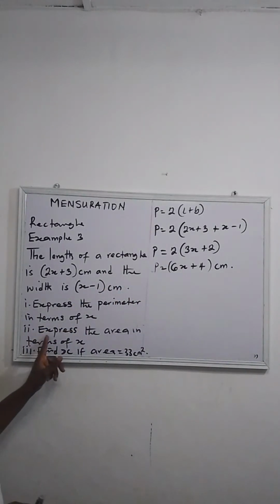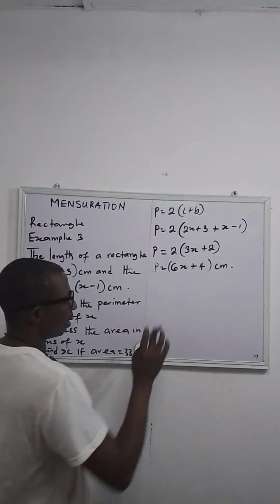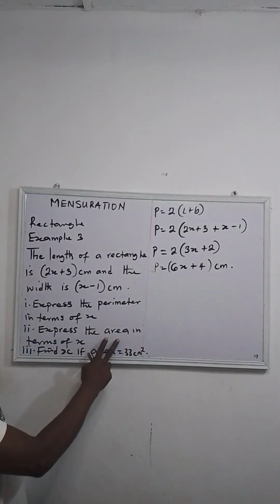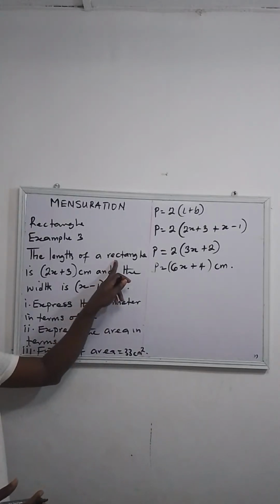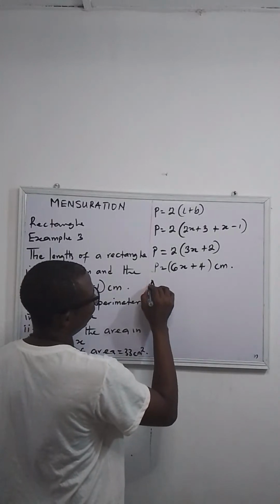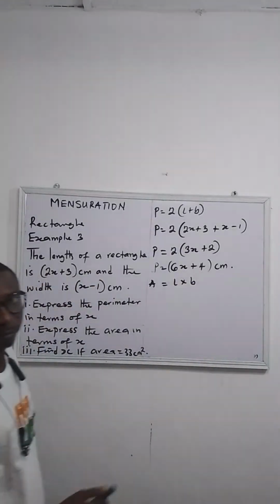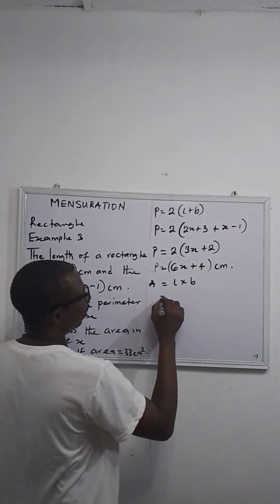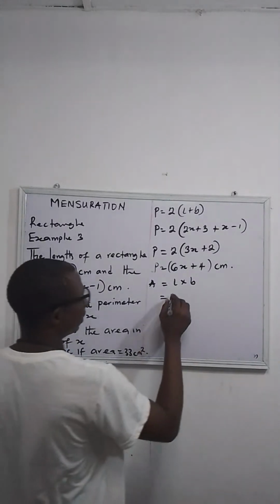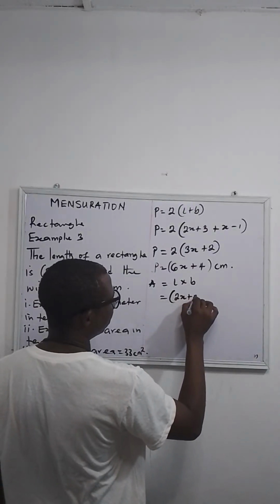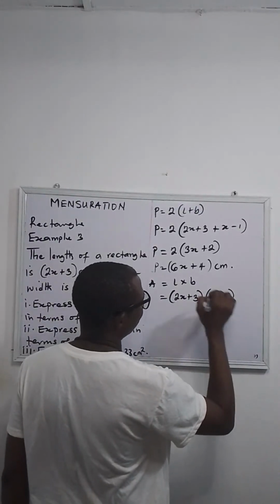Now, the next question is express the area in terms of x. Now, I want to get an expression for area. So that means I need to write out the formula for finding the area of a rectangle. So I have area equals length times breadth. Okay, so now what is the length? The length is 2x plus 3. So let's plug that in. 2x plus 3 times the breadth. The breadth is x minus 1.